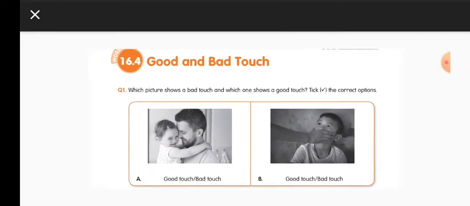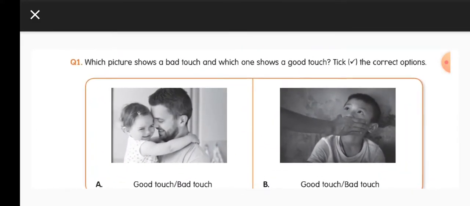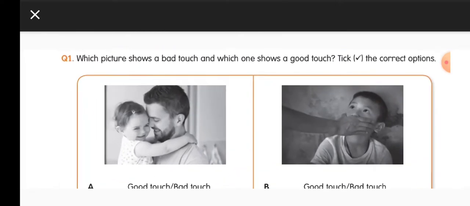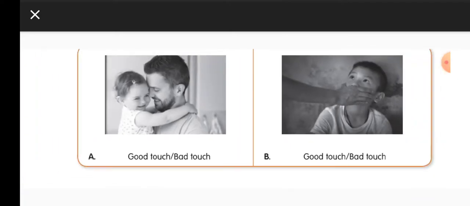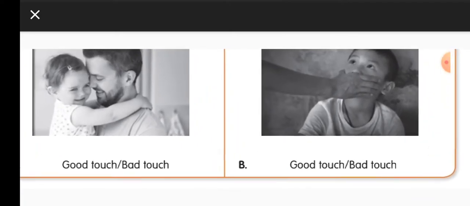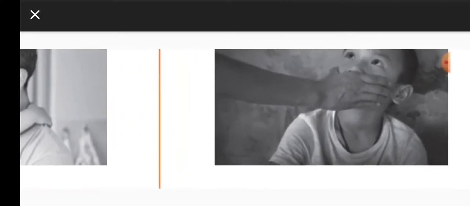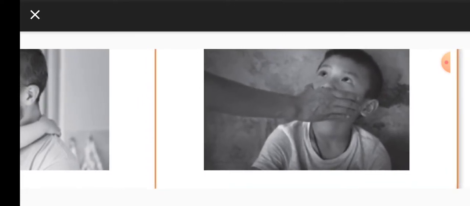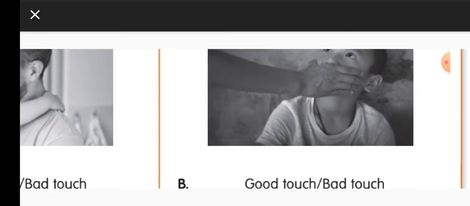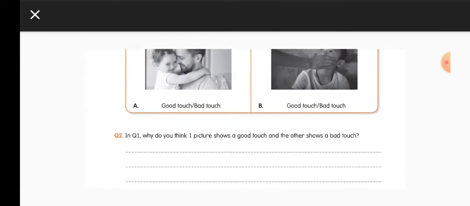Now, all of you open your workbook and put today's date. Which picture shows a bad touch and which one shows a good touch? Here in the first picture, a father is caressing his daughter, it is a good touch, so put a tick on good touch. Here in the second picture, we can see the boy's mouth is being closed by someone and he looks scared, so it is a bad touch, put a tick on the bad touch.